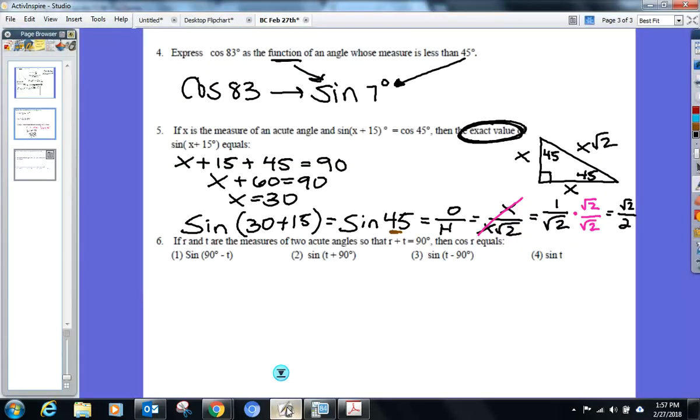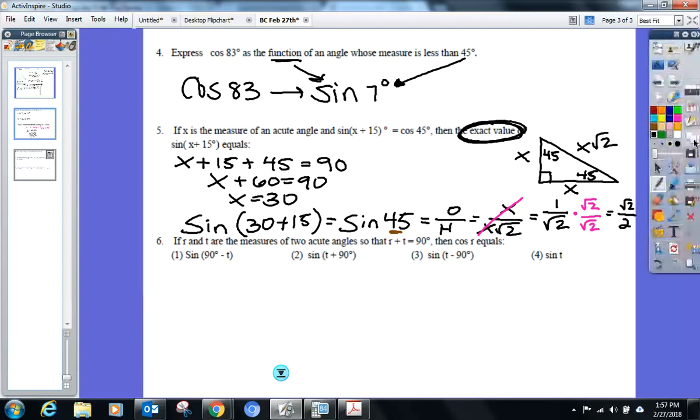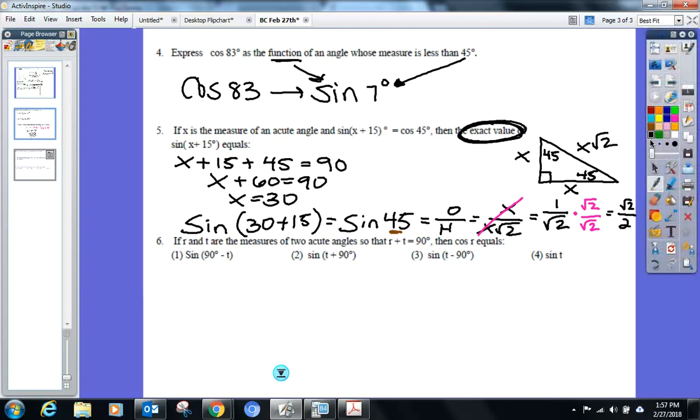I know it's a little complicated, but really, did we do anything we don't know how to do? 45, 45, 90, we know the rules. Sine is opposite over hypotenuse, opposite x over hypotenuse x radical 2. Maybe the algebra was a little off, but throw the x's out of there, 1 over radical 2, get the radical out of the denominator. All right. Questions, comments?